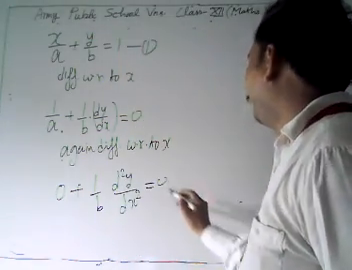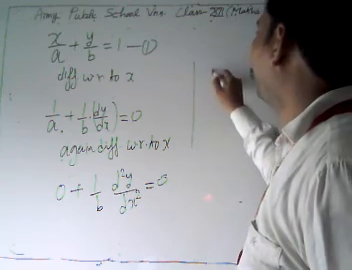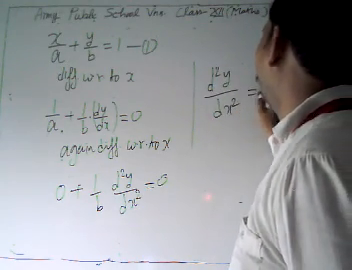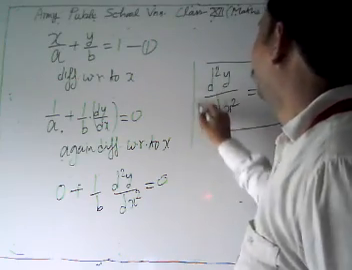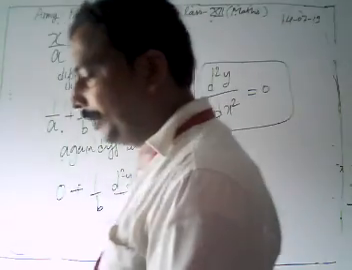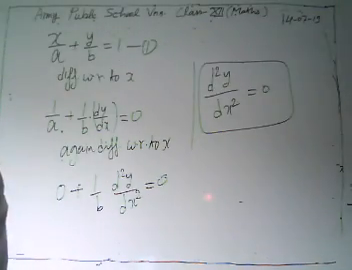This b cannot be equal to 0, so our equation is d2y/dx2 = 0. This is our differential equation for the given curve x/a + y/b = 1. It represents the differential equation for the curve.